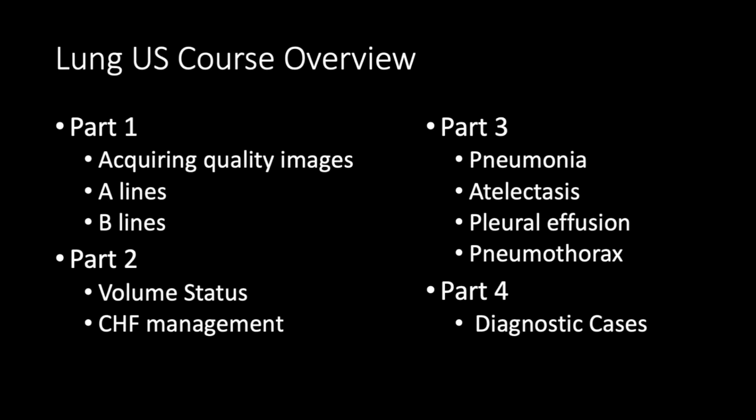So just as a quick recap of where we've been, we started with A lines and B lines, which is the most common application for point-of-care ultrasound in the hospitalist's day-to-day life because it really adds to your volume status assessment and CHF management. Then we talked about 4 other pathologies that ultrasound adds a lot of sensitivity to that chest x-rays frequently miss, such as pneumonia, atelectasis, pleural effusion, and pneumothorax.